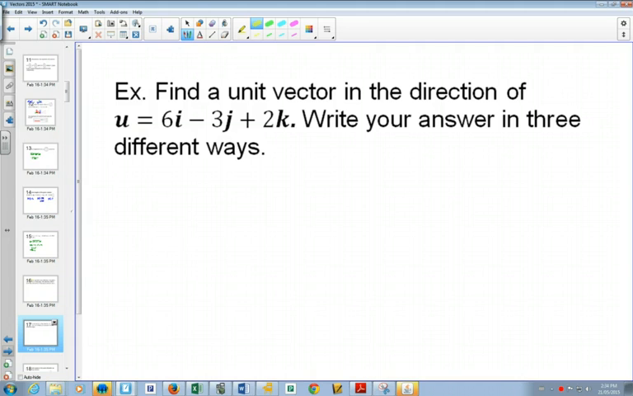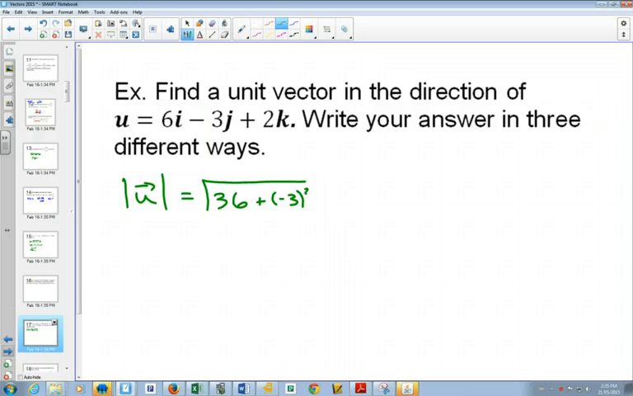So here we're going to find the unit vector in this direction. And there's a number of different ways that we can write our answer. So first of all, this vector u, we can first figure out how long it is, because who knows, it might already be a unit vector. I have doubts at this moment, because I don't think this is going to have a length of 1, with the first number being a 6, but you never know.